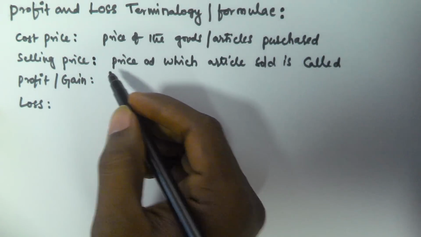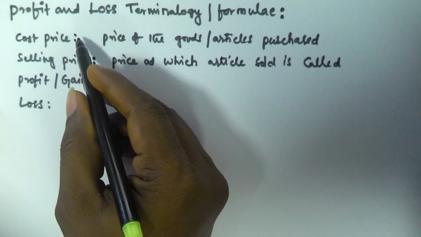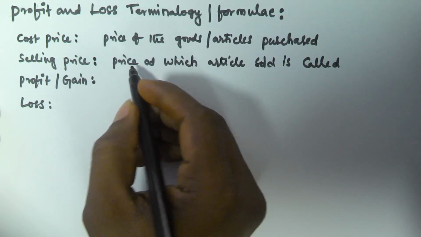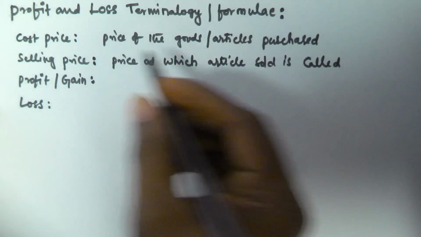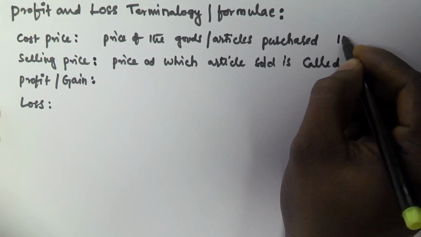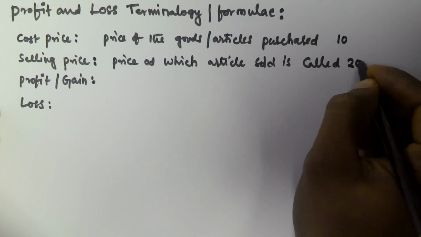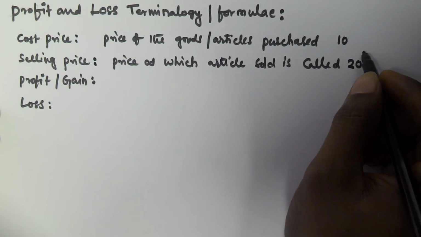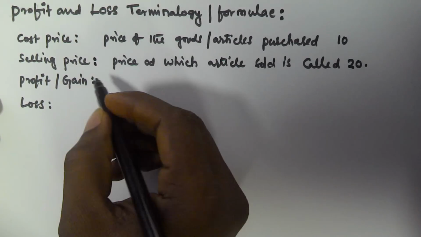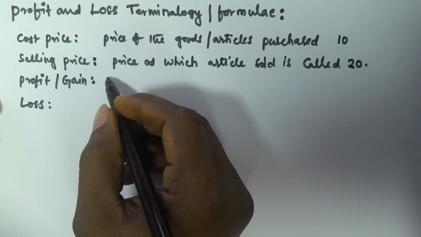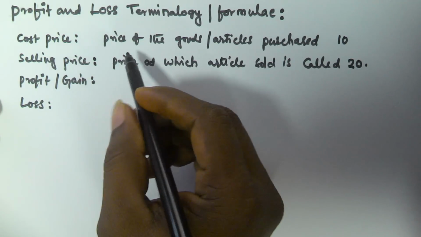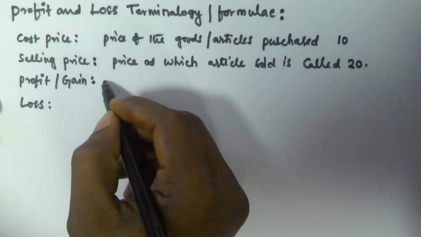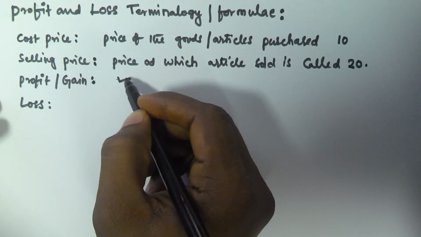Now the profit. If the selling price is greater than the cost price, then the seller is said to have a profit. For example, if someone bought an article for 10 rupees and sold it for 20 rupees, there is a gain. He got a gain of 10 rupees, so there is a profit for the person who is selling. When the selling price is greater than the cost price, the person is said to have a gain or profit. I hope you got this one.